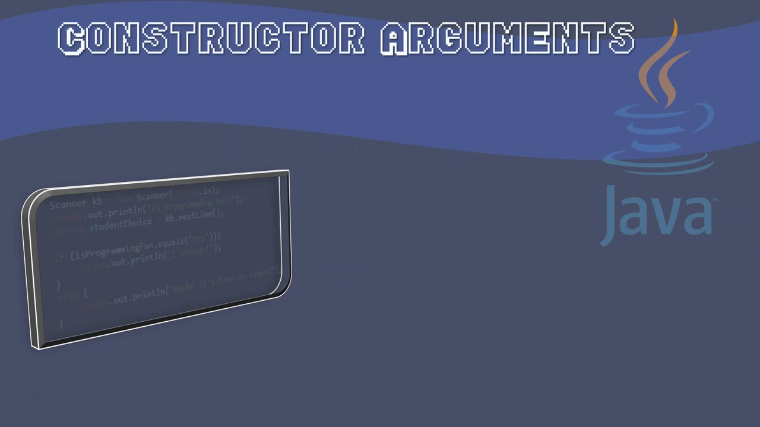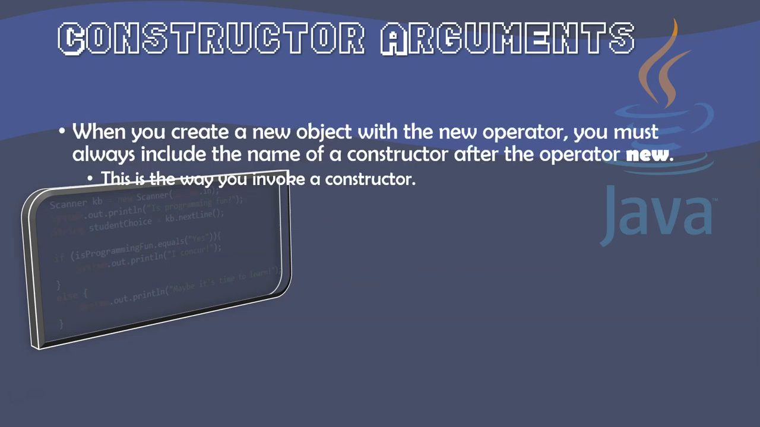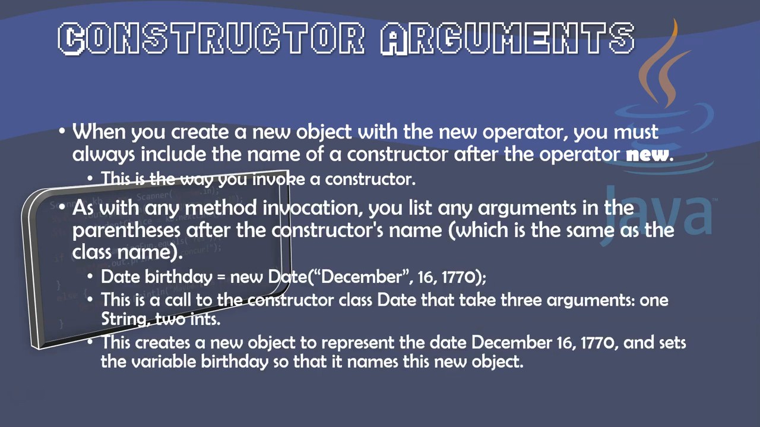Now, constructors can have arguments. When you create a new object with the new operator, you must always include the name of the constructor after the operator new. We saw this like new Date first try. This is the way that we invoke or call a constructor to be used. As with any method invocation, you can list any arguments in the parentheses after the constructor's name, which is the same as the class name.